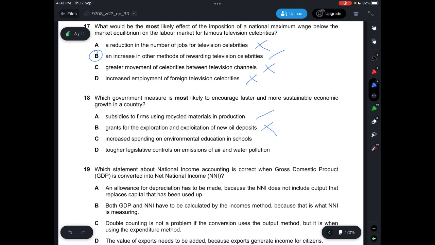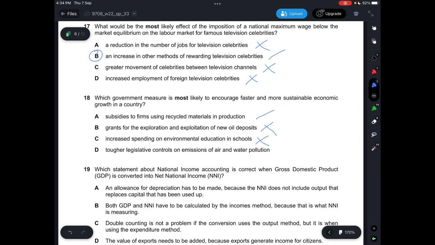And C, increased spending on environmental education in schools. This is not going to increase it at a very fast rate, it's going to be slower compared to subsidies to firms using recycled materials. It's not a very direct effect, and it will take time for it to become more effective. And D, tougher legislative controls on emissions of air and water pollution.